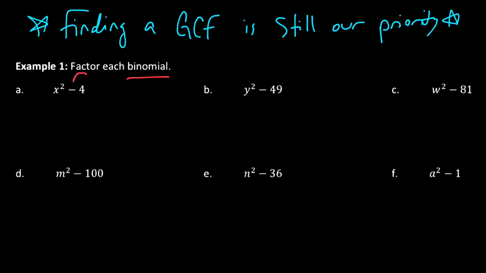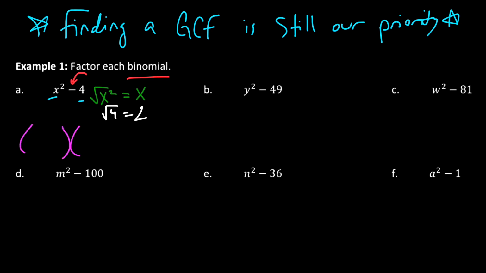Number 2, I'm seeing that there is subtraction in between these two terms. And then lastly, number 3, both of these terms are in fact a perfect square, because I know that the square root of x squared is just x, right? x times x gets me that x squared. And likewise, the square root of 4 is 2. So we're going to be good to go to use our difference of two squares method.